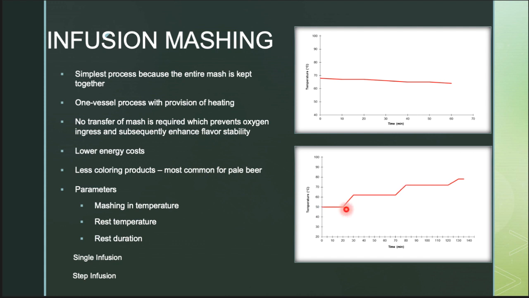For example, here at 50, the proteolytic enzyme would be activated. At around 60 to 65 degrees centigrade, beta amylase would be activated, and around 70 to 72 degrees centigrade, alpha amylase would be activated.